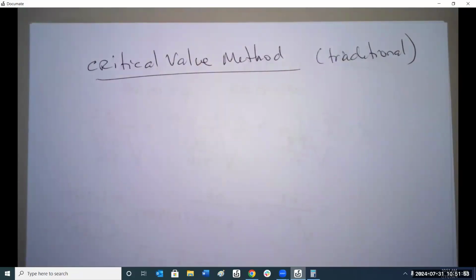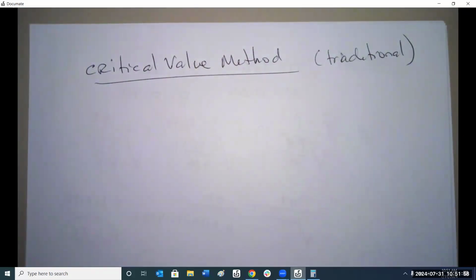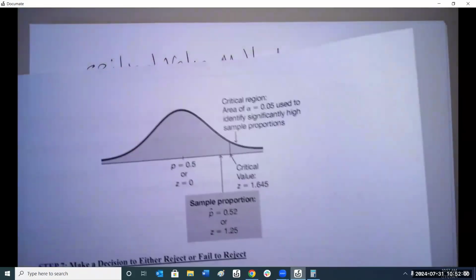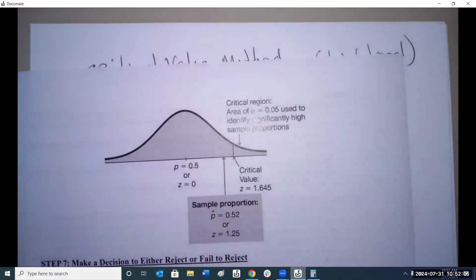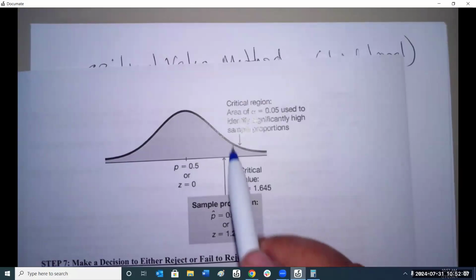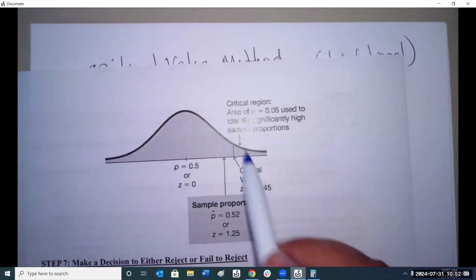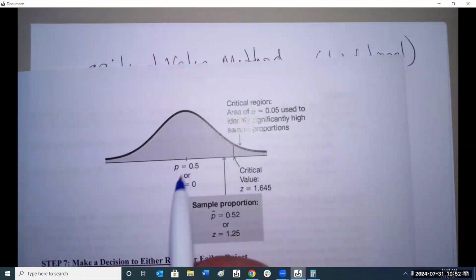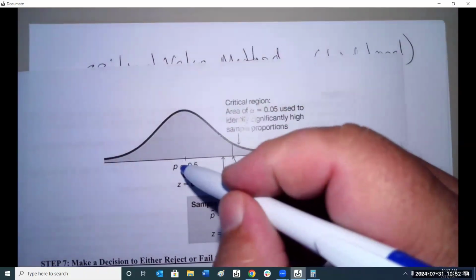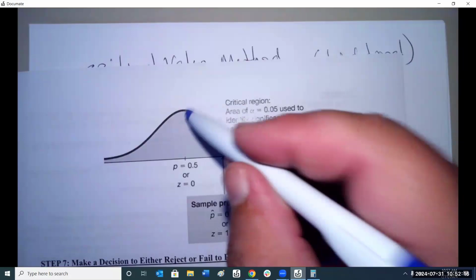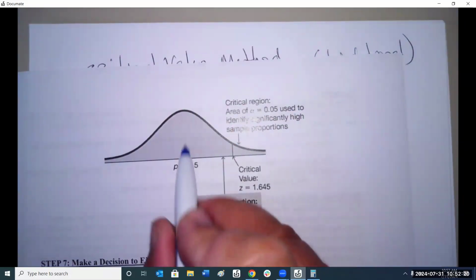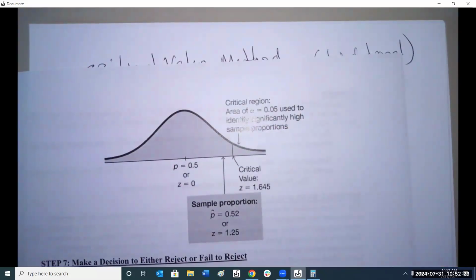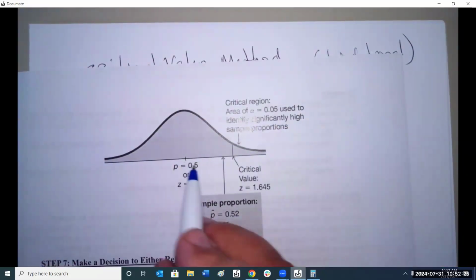So in this one, we see here, here's our critical value. The critical region is this part bigger than that. Our midpoint is 0.5. That's also where the mean value is. The Z value is 0. It's the mean, since half the people are to the left, half the people to the right.